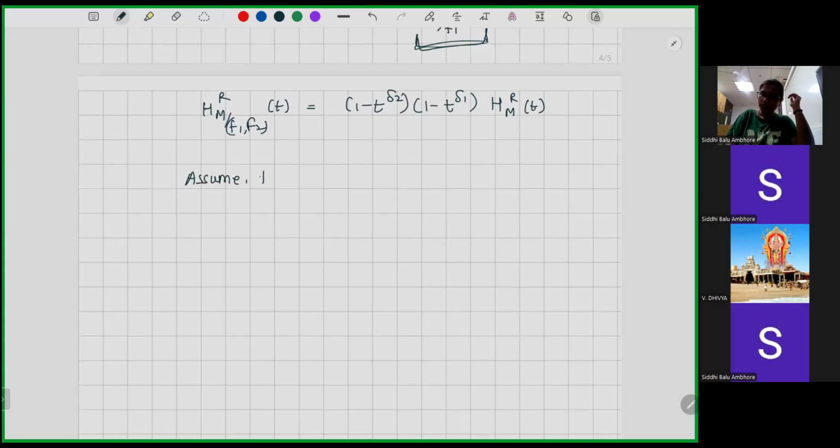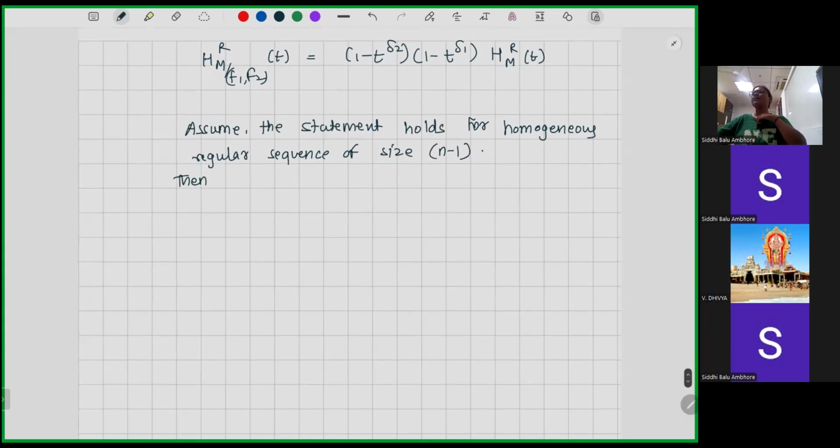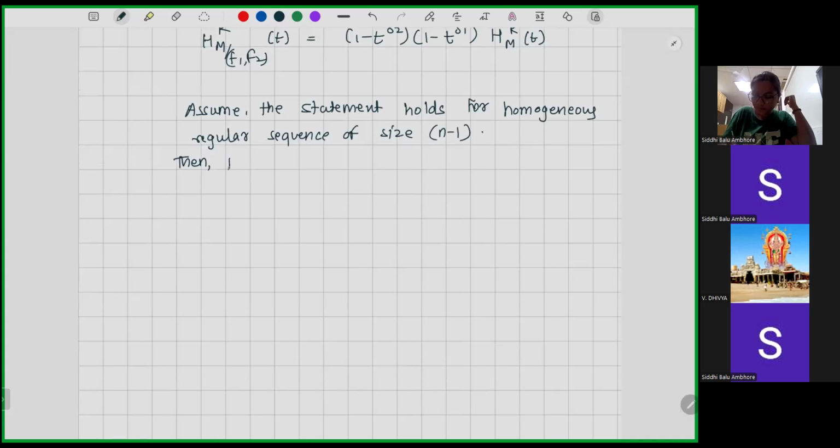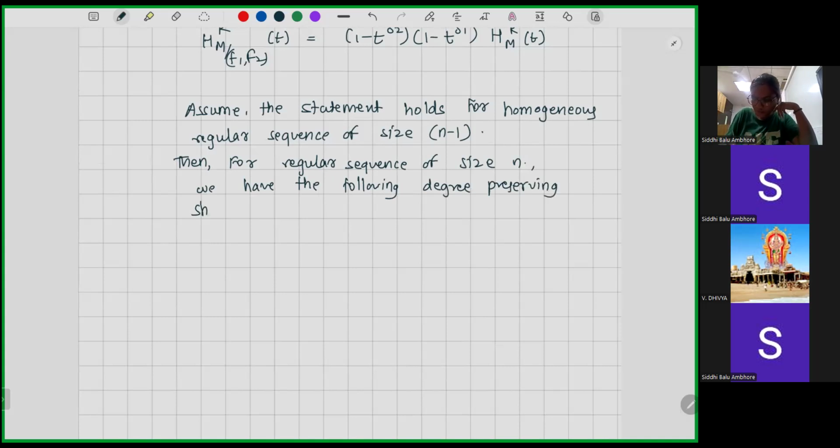Assume the statement holds for a homogeneous regular sequence of size n minus 1. Then again, for Fn, if I have a regular sequence of size n, I will get this again. For a regular sequence of size n, we have the following degree preserving short exact sequence.